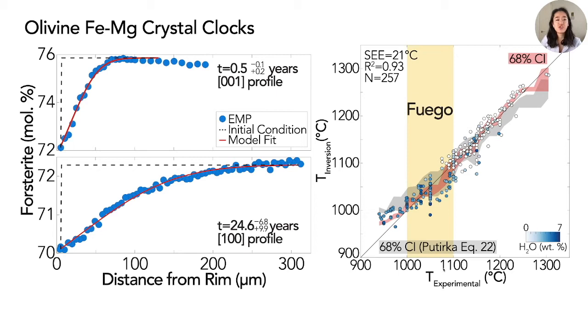This increase in precision is also accompanied by an increase in accuracy, as we see greater alignment between predicted and experimental temperatures along the 1-to-1 line. This allows us to evaluate absolute timescales and to better compare these with geophysical records.